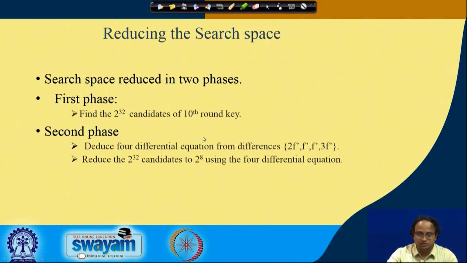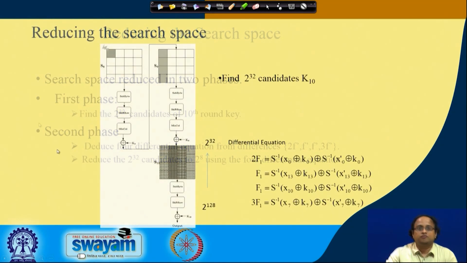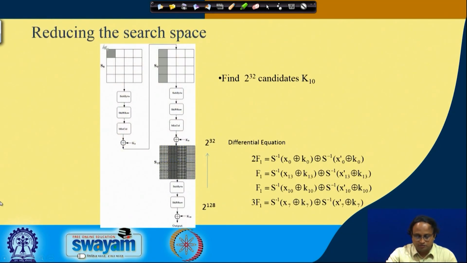Okay. That means these 2 power of 32 candidates will get filtered and reduced to 2 power of 8 values, because it is 2 power of 32 multiplied with another factor of 2 power of minus 24, which will give you on the average around 2 power of 8 values. So, in order to understand that, we have to look into the equation. Here we have been exploiting these equations, and therefore we have reduced the 2 power of 128 key size to 2 power of 32 values.